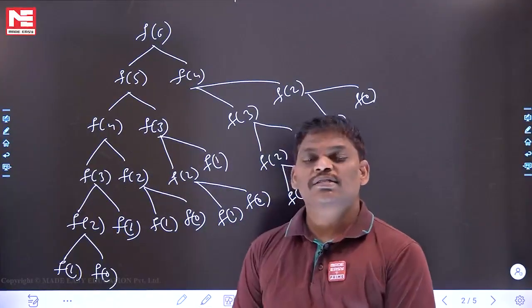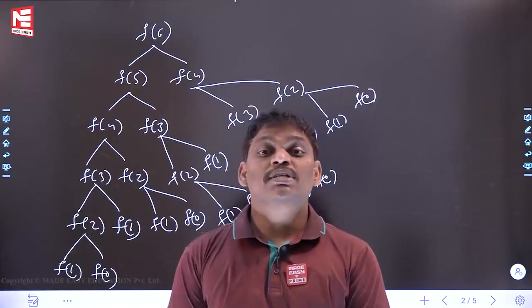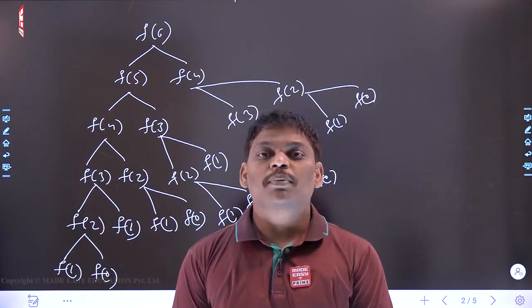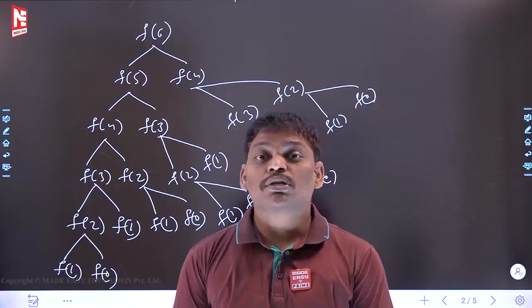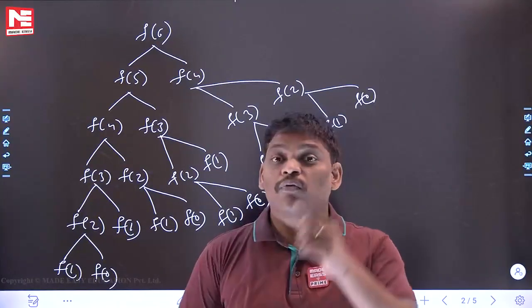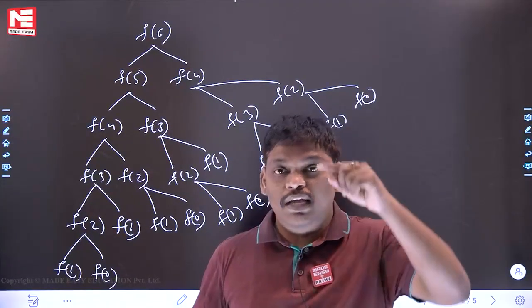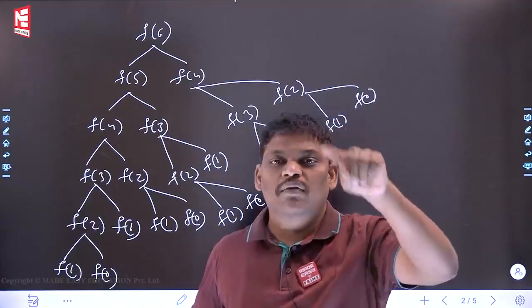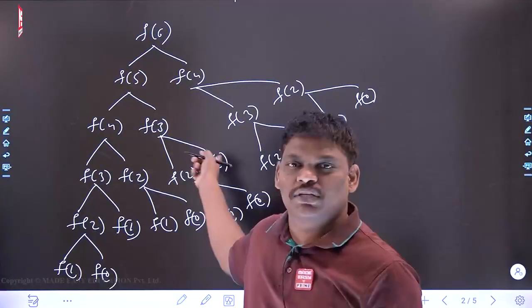Some students are thinking that Fibonacci of 6 means Fibonacci of 5 plus Fibonacci of 4, the previous two things you will add and get the next one, but how will you get the previous two? Again they will call their previous two, and like that it is happening, see.